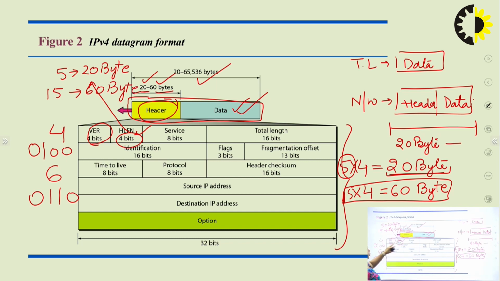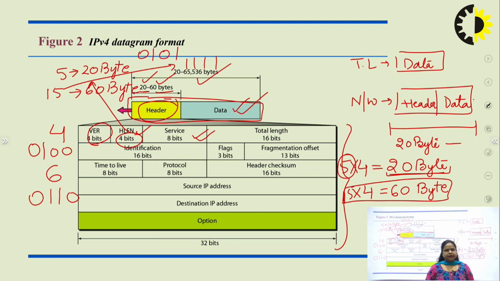So if we want to represent it in 4 bits, what is the meaning of that 5? It becomes 0101. This becomes 5, but if we want to make it 15, then the value should be 1111, 4 times 1, right? This is the way we indicate the header length. Is it clear? Then after that, we are going to talk about the next parameter, that is services.